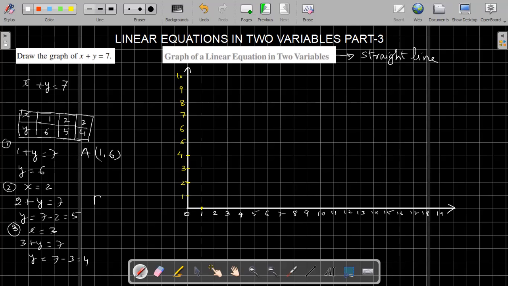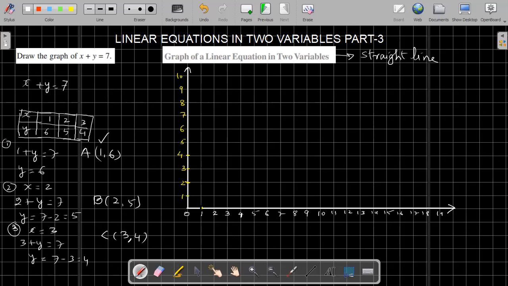And the second point is 2, 5. X is 2 and Y is 5. And the third point is 3, 4. So for 1, 6, we have to take this on the x-axis: x-axis 1 and y-axis 6.